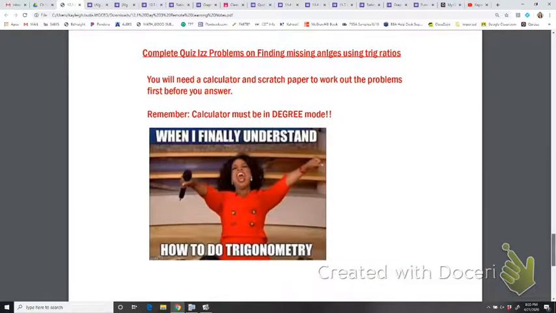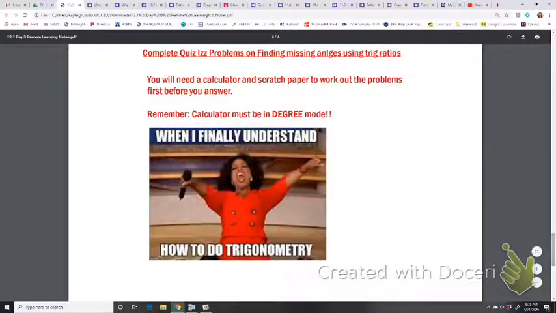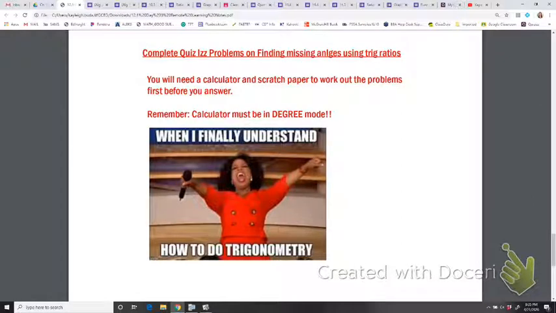All right, so you have a last quiz, 12 problems for this one. This is the last quiz for the week, finding missing angle measures using trig ratios, and you will need a calculator and scratch paper to work out these problems first before you answer, and make sure your calculator is in degree mode.